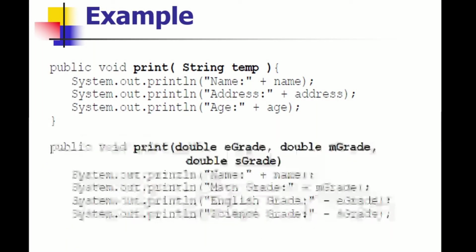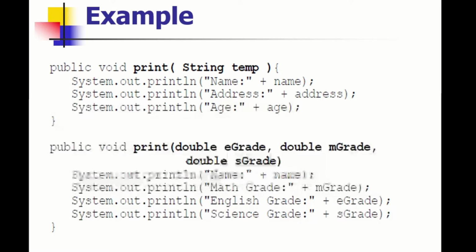Okay, so these are the short examples. This is the example called print. Here you can see there is another print method but with different parameters that are called E grade, M grade and S grade. Similarly, the above method has only a temp variable as a parameter. Okay, and you can see inside the methods they have different things to do.